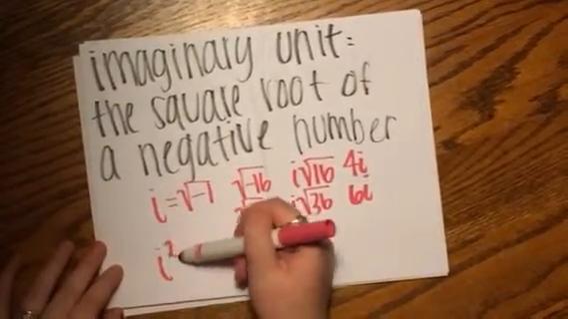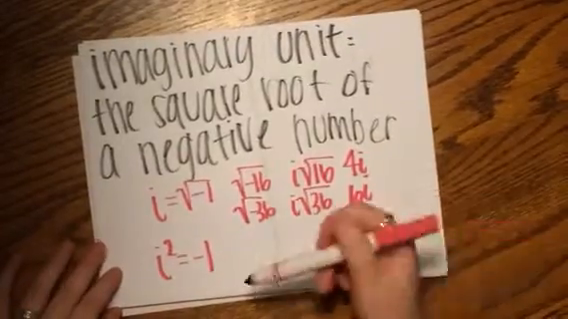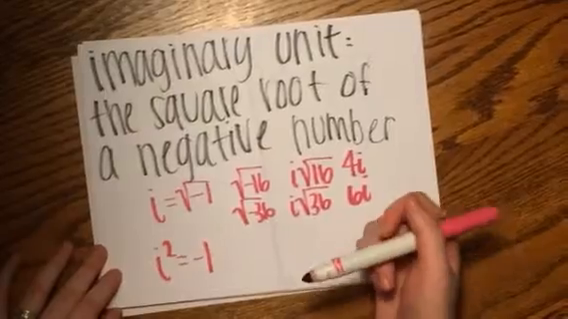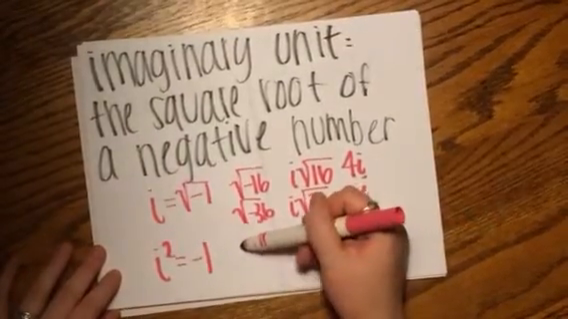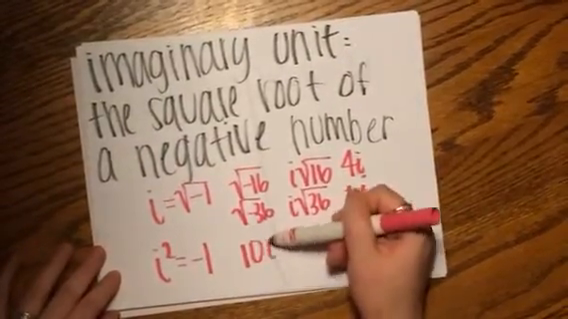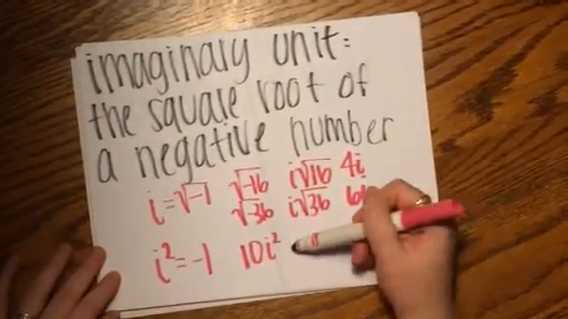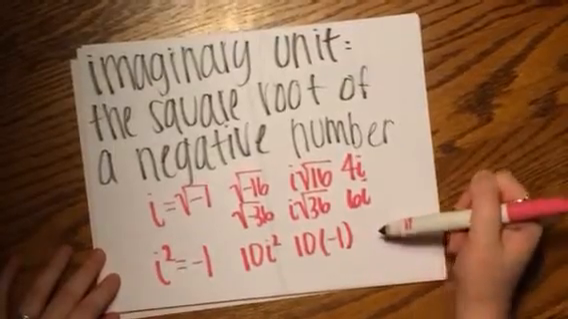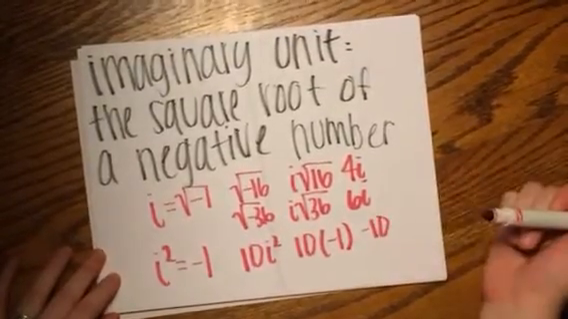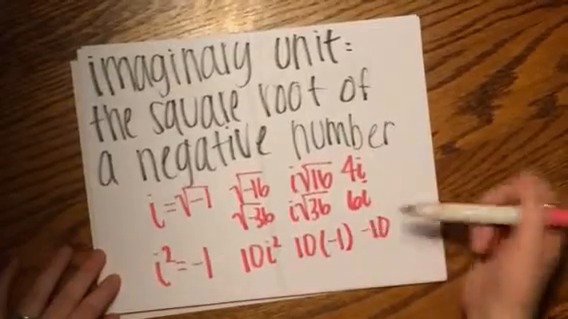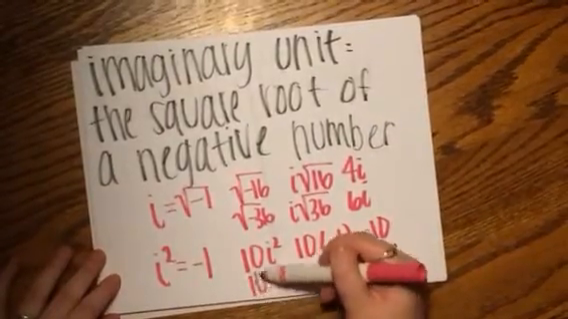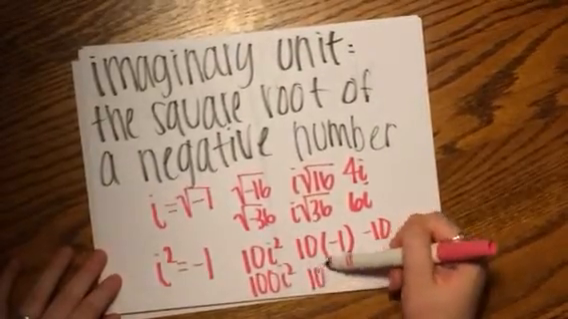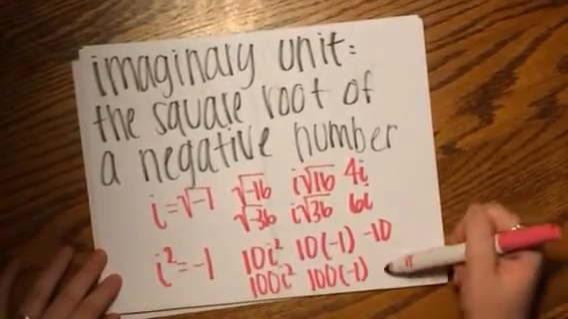I squared is equal to negative 1. Anytime you see an I squared, you must substitute it in with a negative 1. For example, 10I squared is equal to 10 times negative 1, which is negative 10. So 10I squared is equal to negative 10. Just like 100I squared, substitute in that negative 1 for the I squared, gets us negative 100.